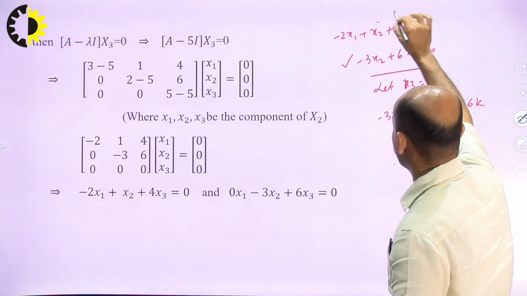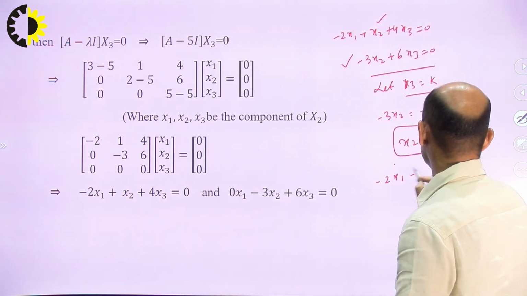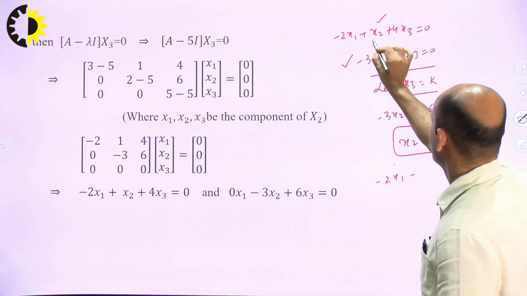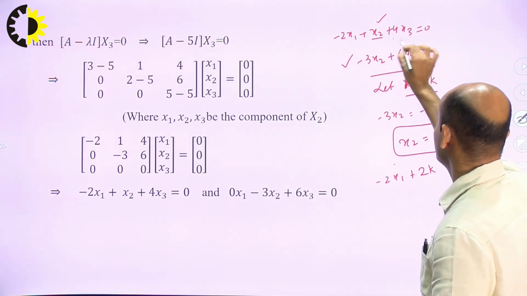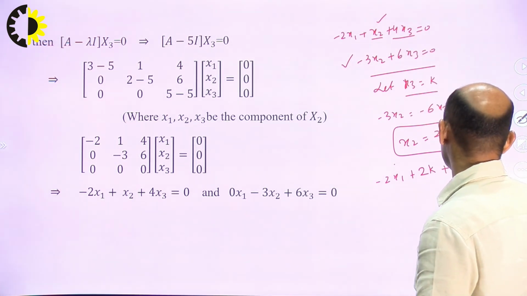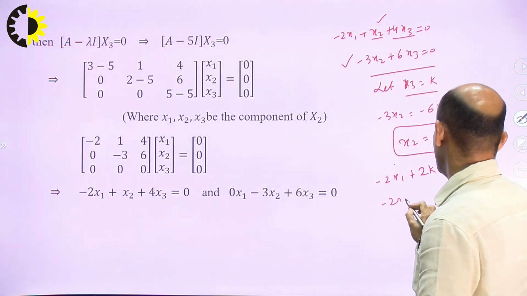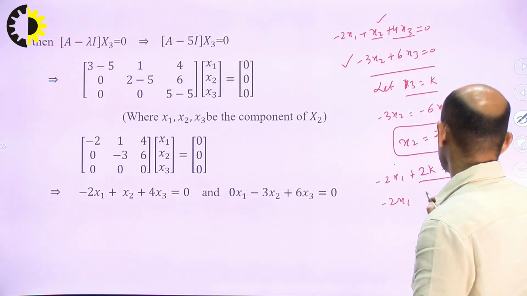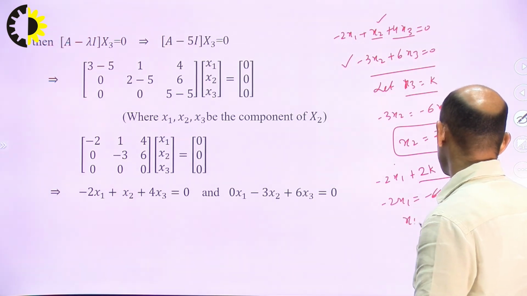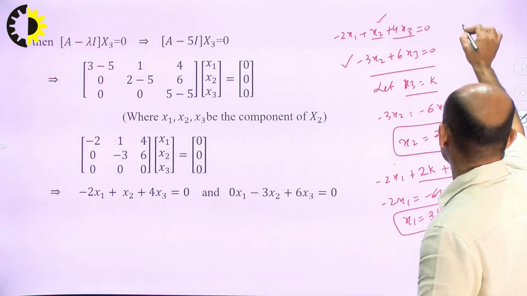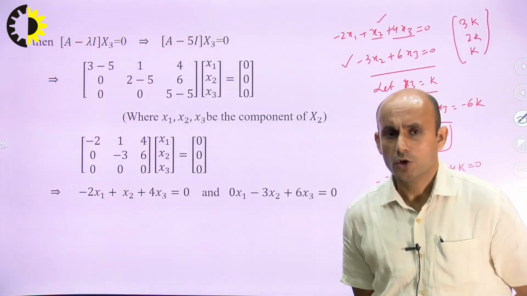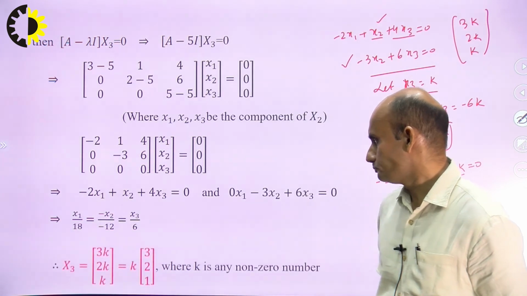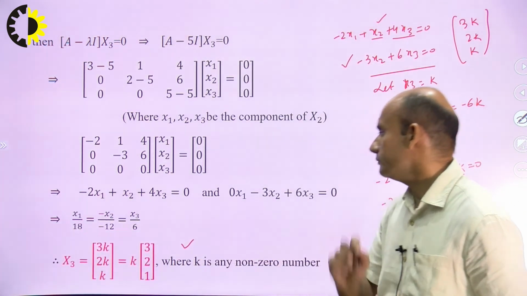After putting these values in the first one, we get minus 2x1 plus x2, and x2 means we have 2k. Then the last one is 4x3, meaning 4k, equals 0. We have minus 2x1 plus 6k equals 0, or minus 6k. So we have x1 equals 3k. So we get the vector which is 3k, 2k and k, or 3, 2, 1, which is the required eigenvector. Or we can solve with the help of the cross multiplication method. So we get the required eigenvector.